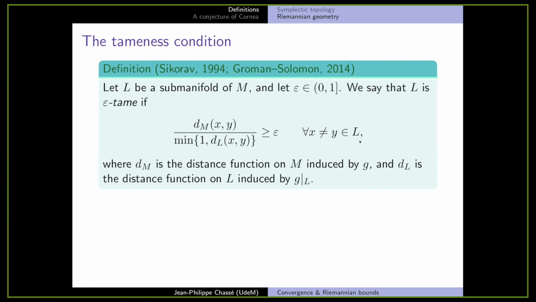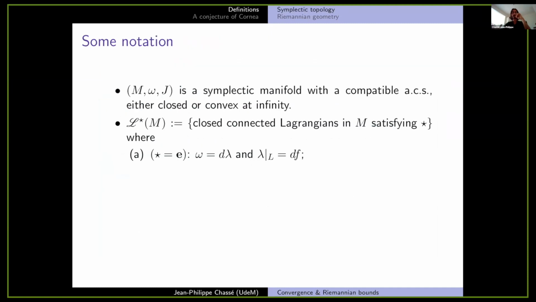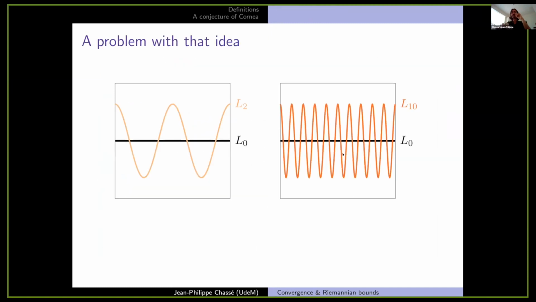Okay. So this condition is not satisfied in the cosine example that you showed us, right? It is not, indeed, because if you take two successive zeros, then the distance in M is getting smaller and smaller, but the distance in L is always at least 2, right? That makes sense.